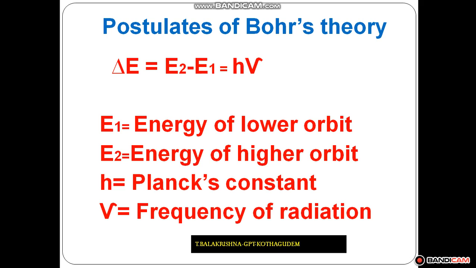E2 is the energy of the high energy orbit, E1 is the energy of the low energy orbit, h is the Planck constant, and ν is the frequency of radiation. That amount of energy is radiated from the atom by losing or gaining energy.